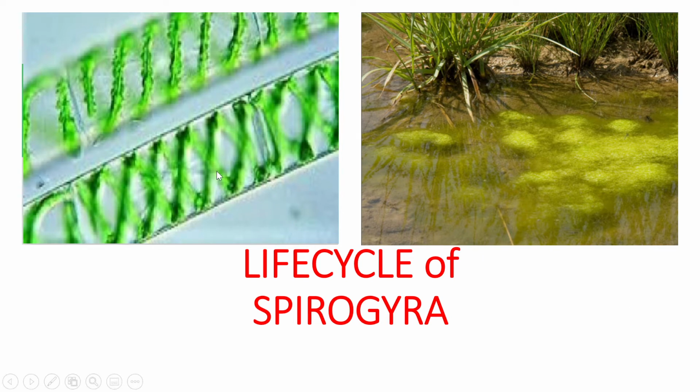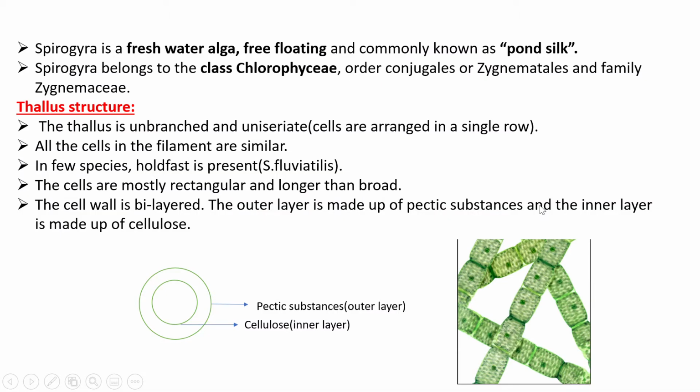Welcome to the life cycle of Spirogyra. This is how Spirogyra looks. It is a freshwater alga, green in color. It is a free-floating freshwater alga, commonly known as pond silk. In this video, we will learn why it is known as pond silk. Spirogyra belongs to the class Chlorophyceae, order Conjugales or Zygnematales, and family Zygnemataceae.